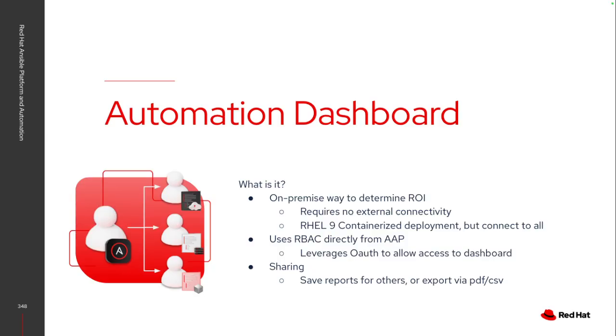While this is a RHEL 9 containerized deployment, it doesn't really matter what type of deployment I use. I can connect this to RPM, containerized, or managed cloud. It gives you the freedom to connect to 3 different clusters as long as they're all on the same version of the automation platform.